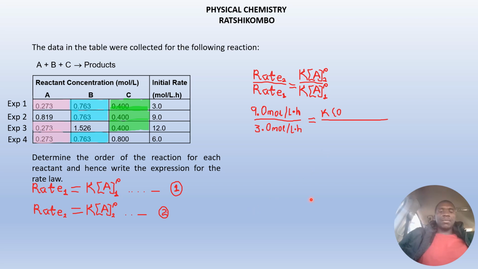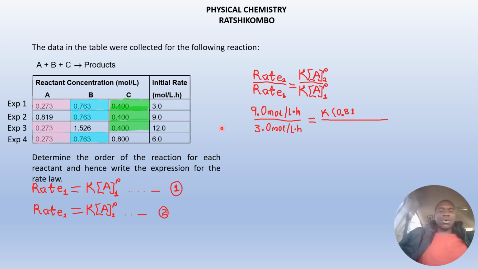What does this 1 mean? This simply means that the order with respect to reactant A is the first order. So in other words, we have started determining the order of each reactant. We determined the order already for reactant A. We are going to find out the order for reactant B, and we are still going to find out the order of reactant C.